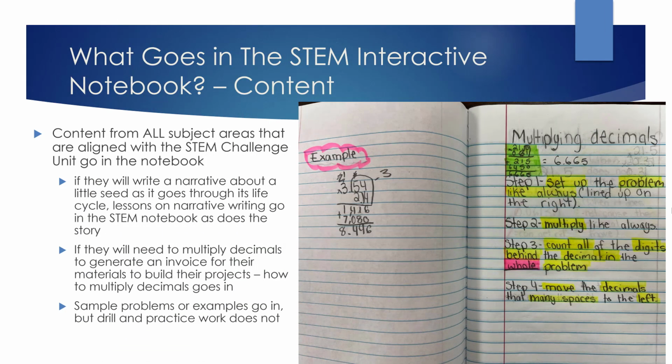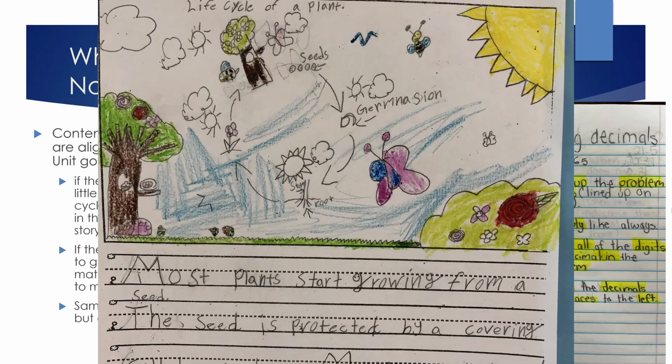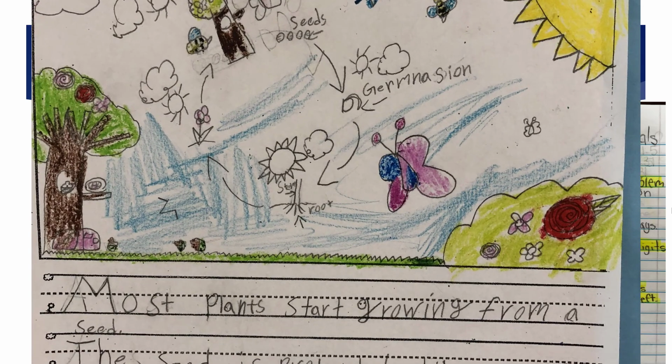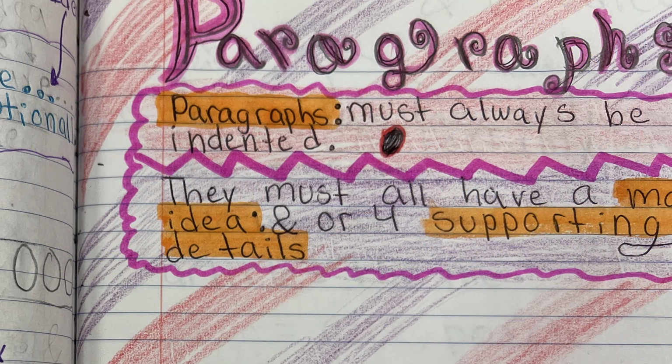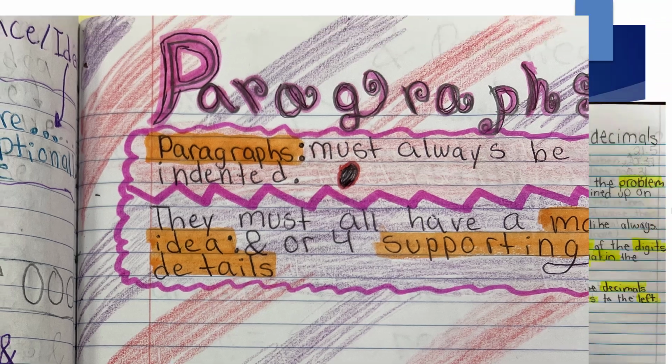Another example for language arts would be if you are in narrative writing and you are studying the life cycle of butterflies, and you are going to have your students write a narrative story from the perspective of a butterfly going through its life cycle, then the organization and writing skills that are needed for them to write that story need to go in your STEM notebook.